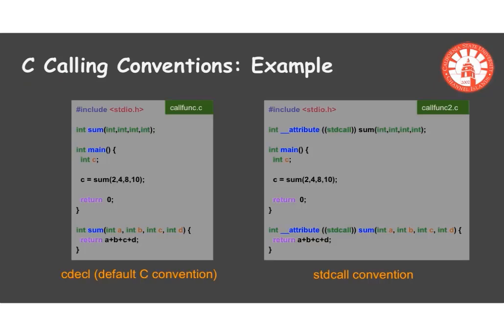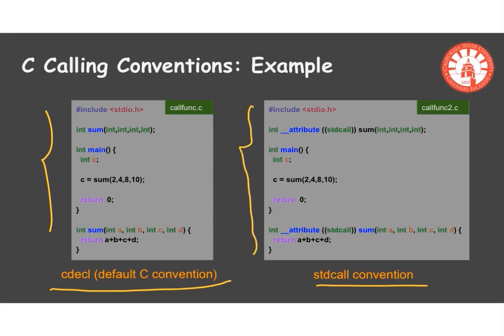Okay, as we talked about before, we have different calling conventions. So this is the implementation for the C declaration or default C convention, the way that we are all familiar with. And the other one is the standard calling convention that is presented in this slide. As you can see, the way that the function is prototyped is different from what we know, and the way that the function is defined is a bit different from what we are familiar with.